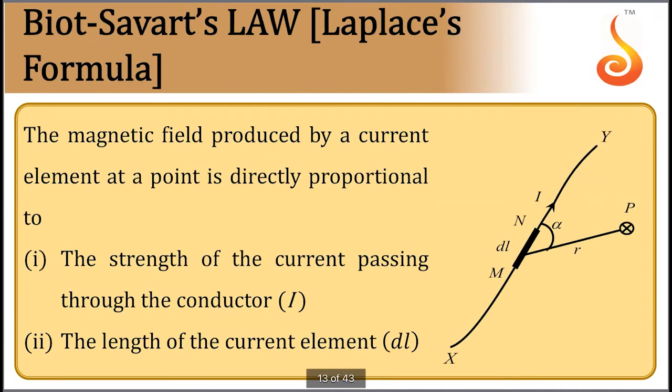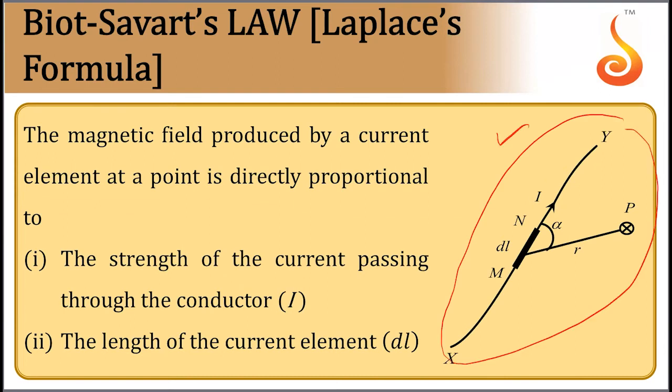Moving to the next concept, that is Biot-Savart's law or Laplace's law. The field due to a current element at a point is directly proportional to the strength of the current, the length of the current element, and inversely proportional to r square. Just note the diagram. So just take the heading Biot-Savart's law and note the diagram.